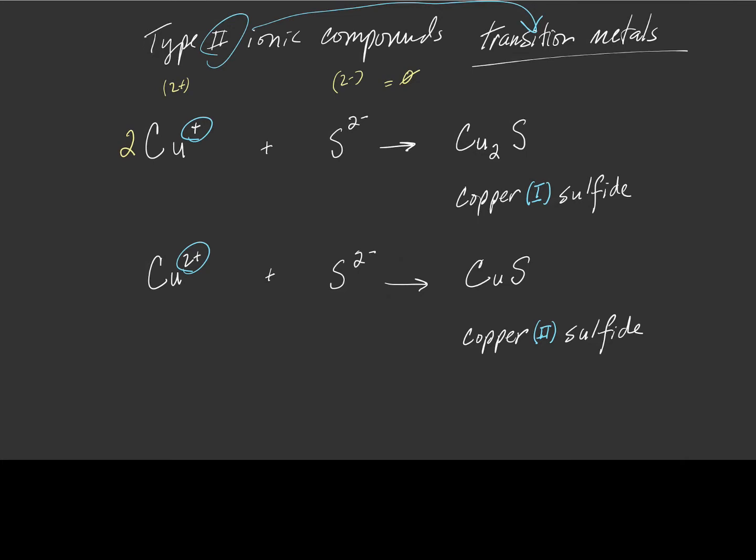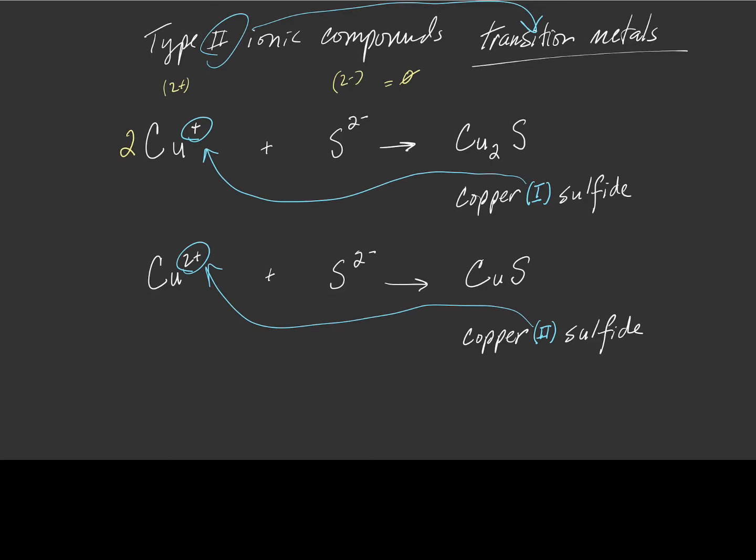One of the confusions that usually happens is that students will use the number that's here for the Roman numeral, but that is incorrect. Remember, the Roman numeral has to match whatever the charge on the cation is.